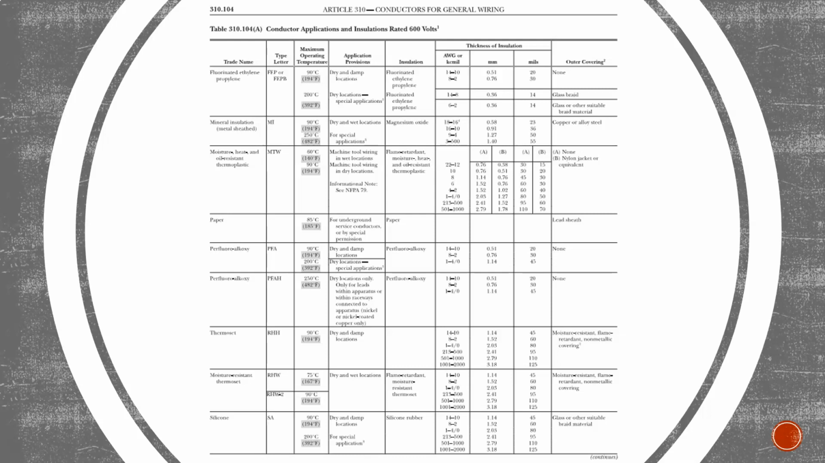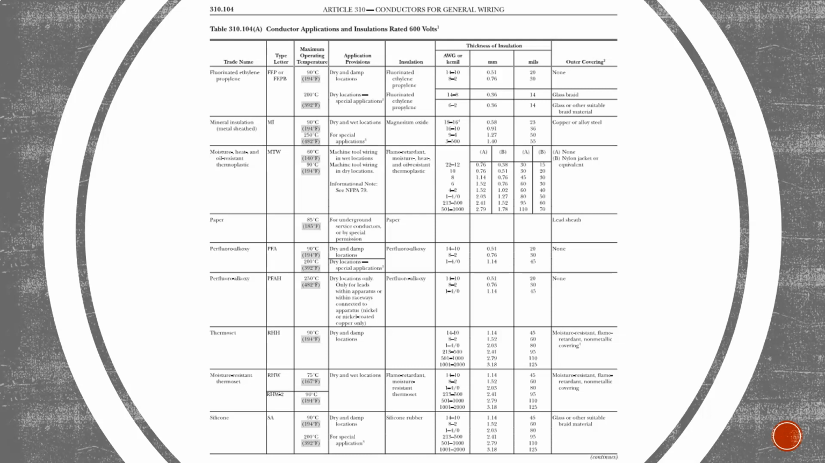Taking a look at an example part of this table here, Table 310.104(A), we can see on the left-hand column we have the name of different insulation types, and under our type letter column we have what we would commonly refer to this as. This is where you would see your THHN, THWN, and so on. Under maximum operating temperature, this essentially tells you the maximum temperature you can use that conductor at. So like we talked about before, our THWN conductors would show 75 degrees Celsius in this column. Our THHN conductors would list 90 degrees.